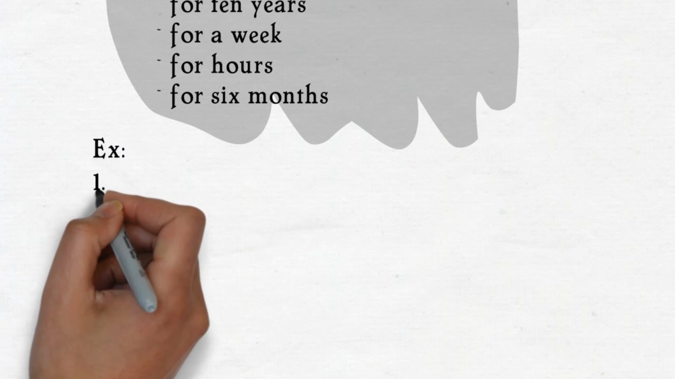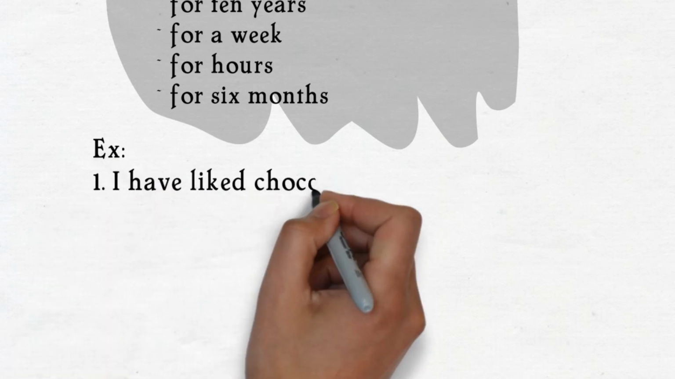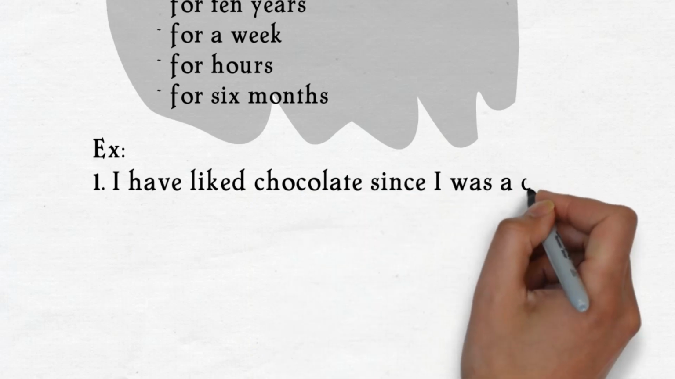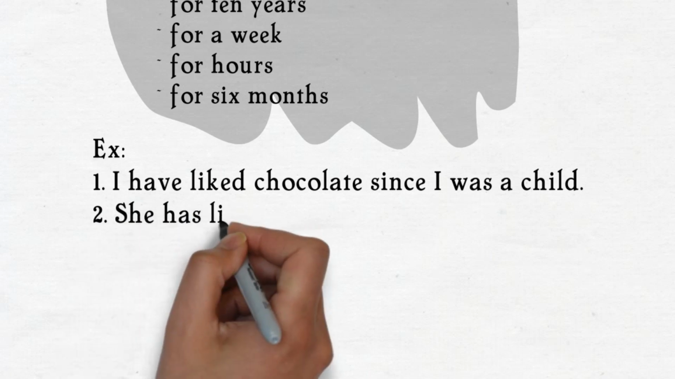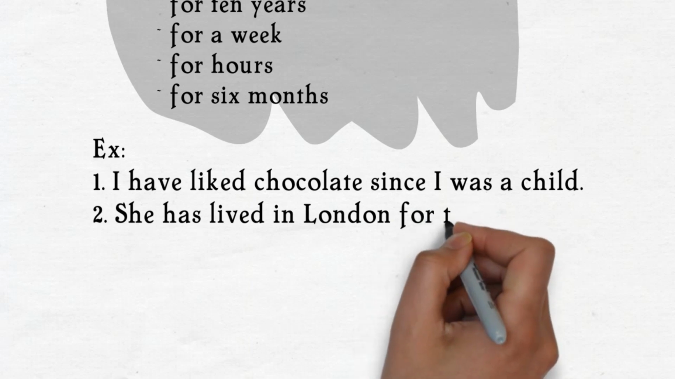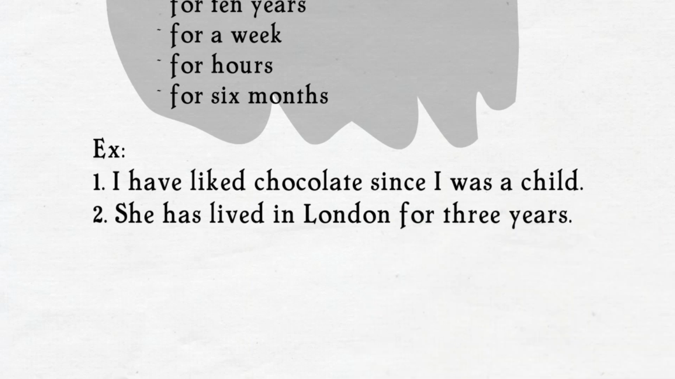So, here for example, I have liked chocolate since I was a child. Second, she has lived in London for 3 years. The first sentence is using since, the second sentence is using for.